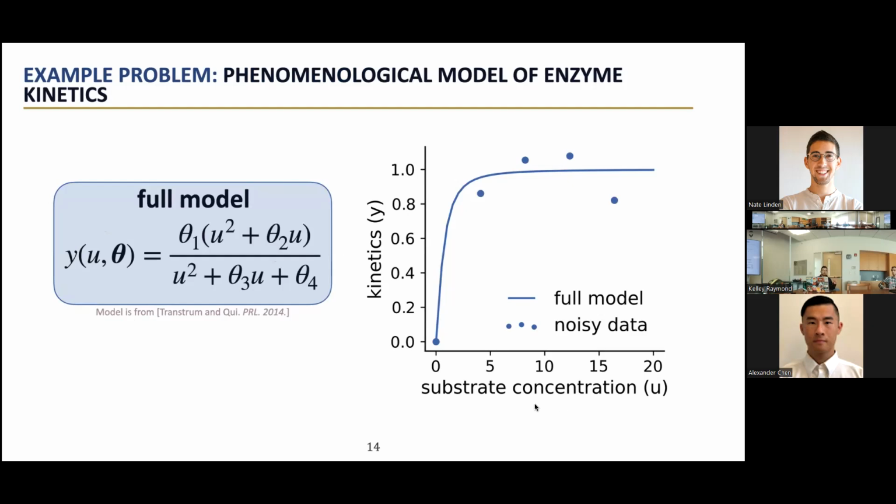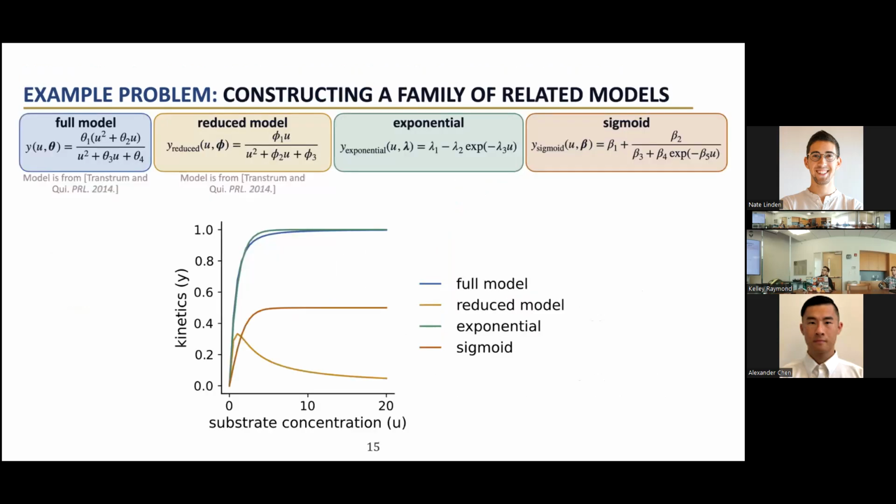And then as data for the problem, I took 4 noisy samples from this. So that will be the data that I use to calibrate all the subsequent models. And then I constructed a family of 3 other models. So this is some reduced model. It assumes that some of these parameters go to 0. And then I can fit similar behavior with an exponential function and a sigmoid function. So these will be the models that we want to average over.